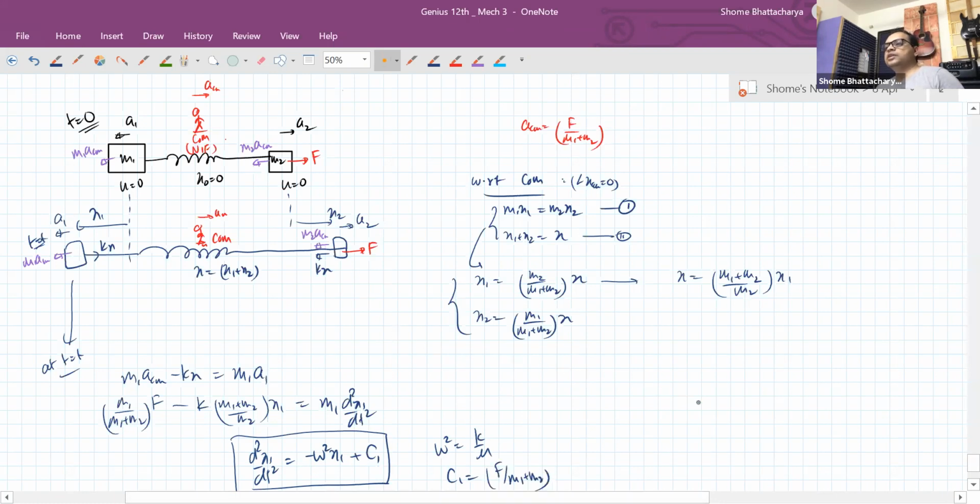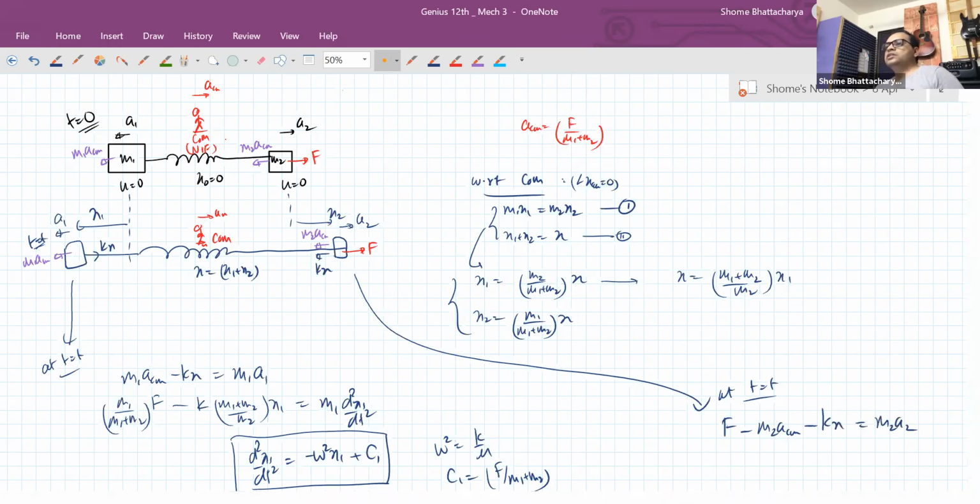Okay. Now similarly, if you look at this one's FBD at t equal to t, you will see f minus m2 ACM minus kx is equal to m2 A2. Okay. So now you can see this whole thing is actually a constant. So again some constant minus kx, where again x we will replace in terms of x2. So this will also become an SHM equation.